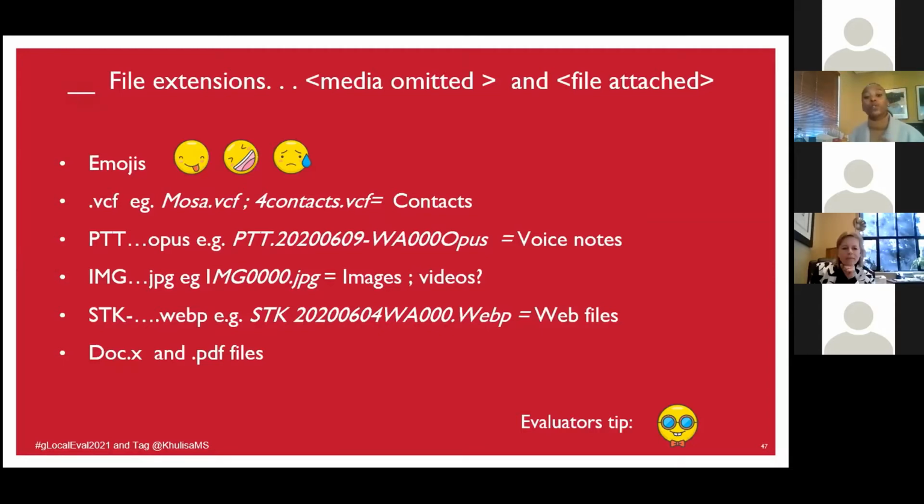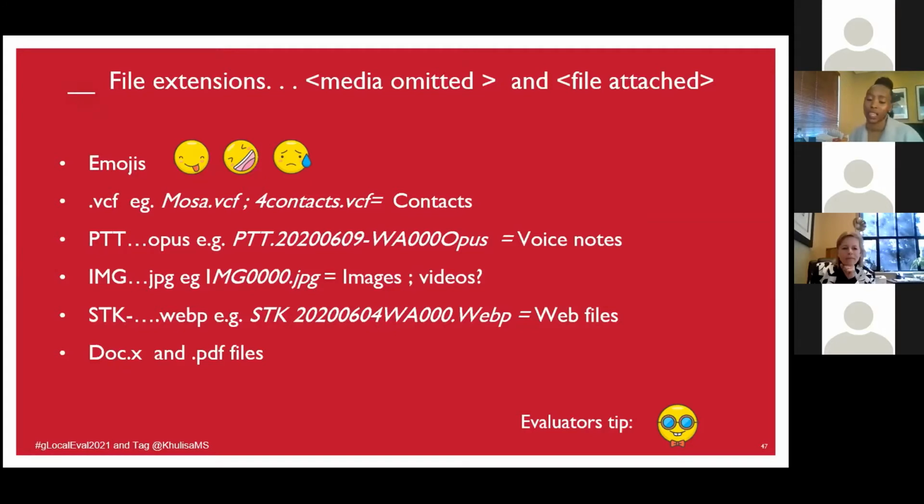So PTT, your voice notes, then your img.jpg files. These are your images. Videos, they just came up. I saw them as file attachments, right? So they all just land there. And the only thing I see within the text is file attachment. That was a bit of a problem. If you know about the extension for videos, please share that with us.